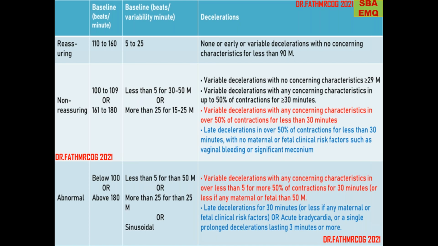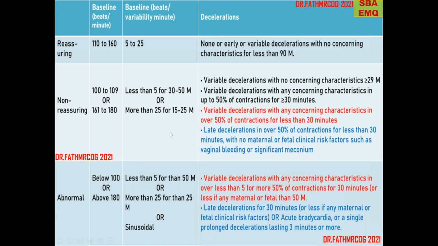If the variability is less than 5, we need a long time. We look for 30 to 50 minutes. If the variability is 25 beats per minute, we need only a short time, 15 to 25 minutes. Why is the time shorter? You need the reason why we said this is reassuring. Why is it a shorter time than the decreased? Do you understand what I'm saying?